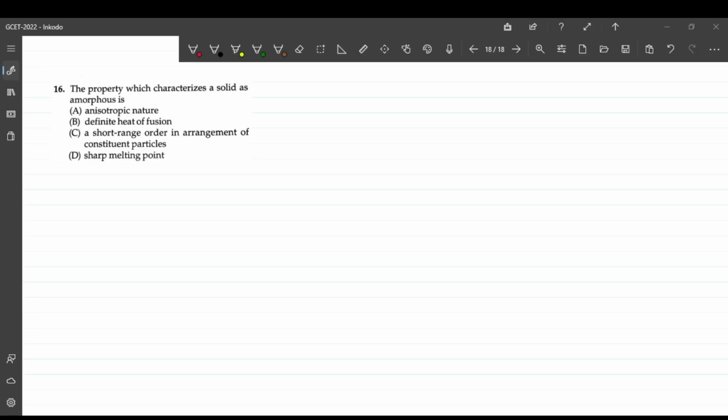This is question number 16. The question asked is: the property which characterizes a solid as amorphous is. The first option given is its anisotropic nature. It is not anisotropic, it is isotropic. What is the meaning of anisotropic?